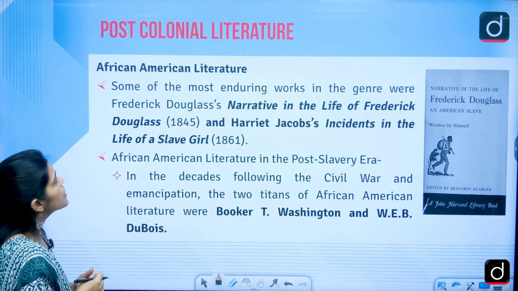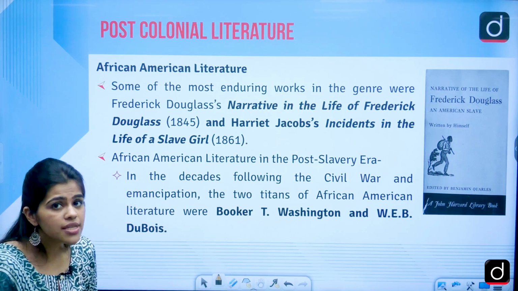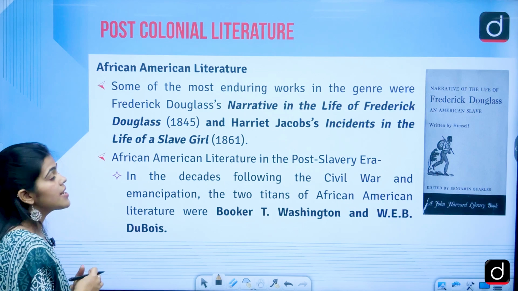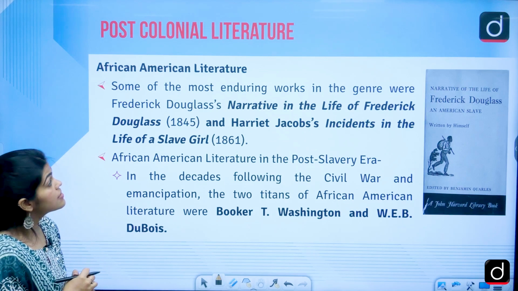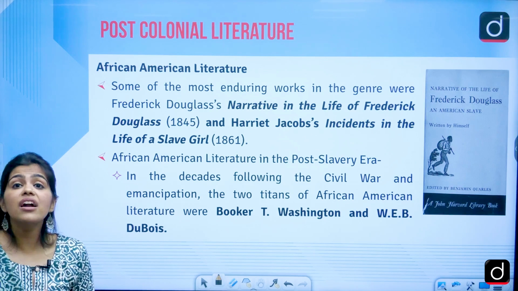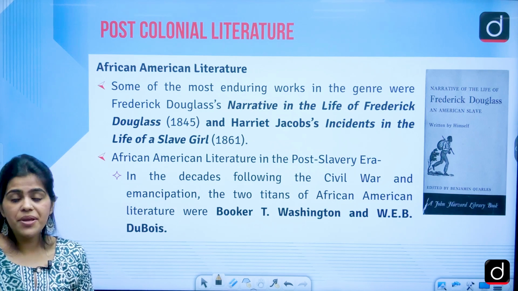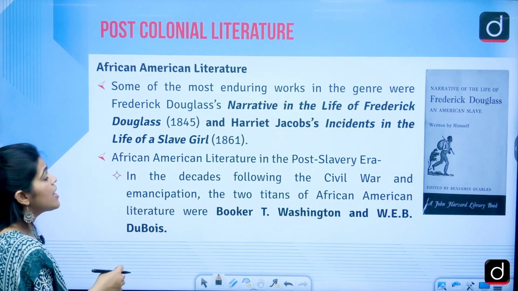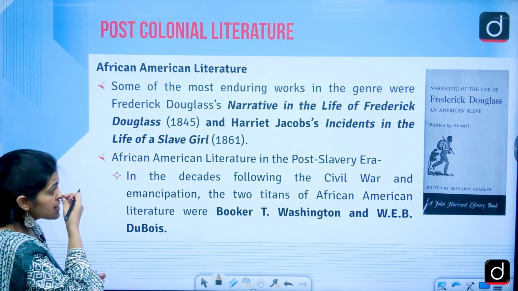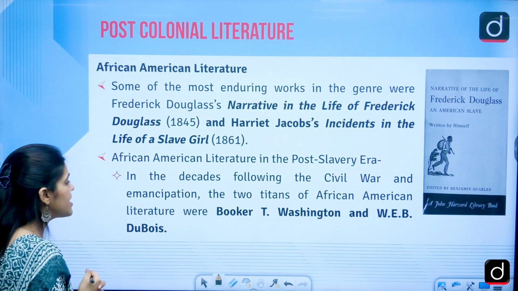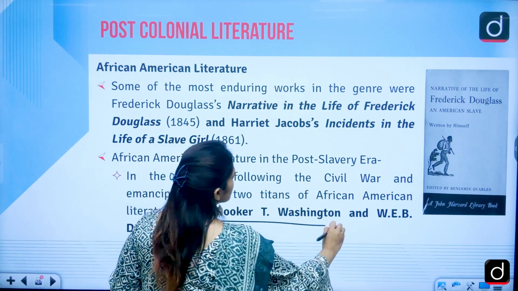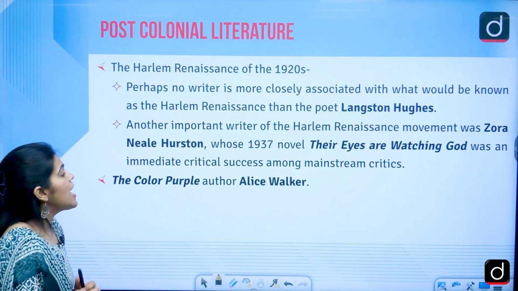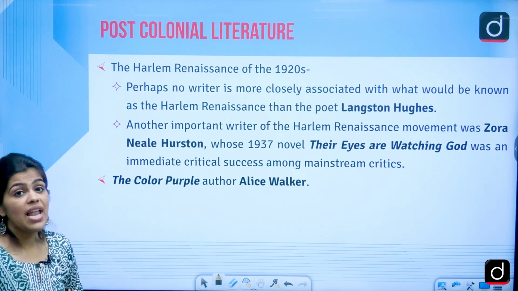We'll be starting with the African American literature first, where we will be dealing with Frederick Douglass, the Narrative of the Life of Frederick Douglass, the works that are talking about the hardships related to slavery, how they were once a colony of Britain. Then we'll be dealing with the other texts related to the post-slavery era. Very important is Booker T. Washington, W.E.B. Du Bois. Then we'll be talking about Langston Hughes.